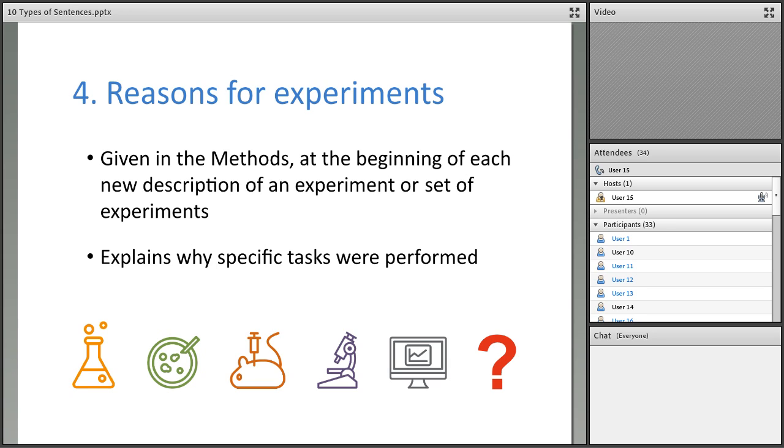So in an IMRAD formatted paper, so when the methods appear immediately after the introduction, you need to say why these experiments were done. But in an ERDAM manuscript, so one where the results actually appear first, you say at the beginning of each results section or each set of results the experiments that were performed, but also why those experiments were performed. So these types of sentences are important because they orient readers to the study design.